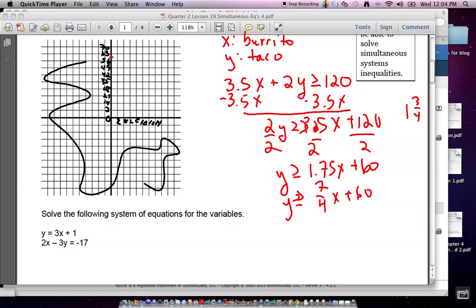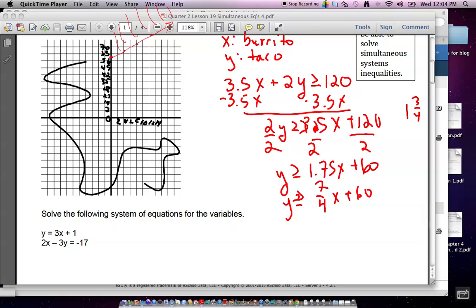And then I'm going to go up a box, over 2. Up a box, over 2. Up a box, over 2. And then, is this going to be broken or solid? Solid. Solid. There we go. And am I going to shade above or below? Above, because it's greater than. Okay. So there's my graph.